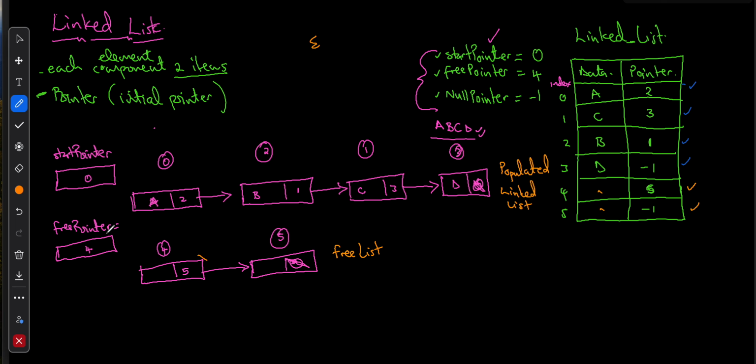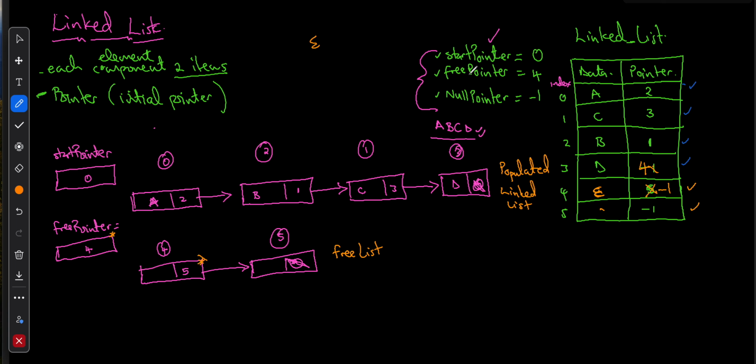I will first check if there is something in the free pointer, if there is an empty space where I can place the E. In this case, I have an empty space, which means this node is going to be removed from the free list and added to the populated linked list, so that I can place my E here. And if my E is now here, it means that this has to change to point to 4 instead of 1. And this is no longer pointing to anything because that's the last element.